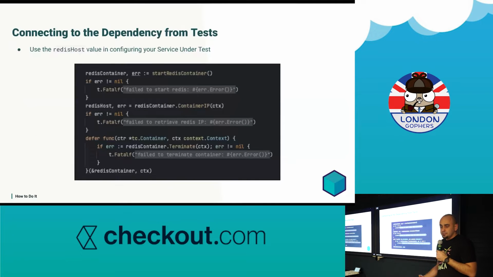And then connecting to these dependencies from your test. Basically, once you start your container, you retrieve your container's IP at runtime, and you use that connection variable, feeding into your service under test as a dependency or configuration, and then you can simply run your test.